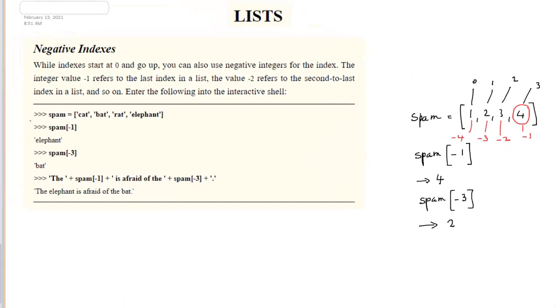So if I look at this spam here, it has cat, bat, rat, elephant. Spam -1 is going to be the last one, elephant. Spam -3, so I have to count. This is -1, this is -2. That means bat is -3. So now I can write this sentence and say that spam -1 is afraid of spam -3, which means the elephant is afraid of the bat. So this is in case I need to use a negative index.